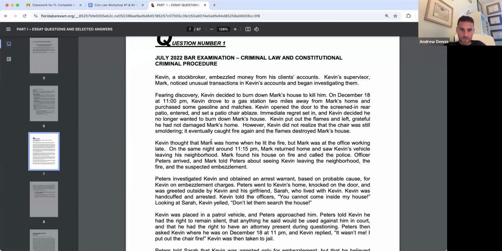Kevin thought that Mark was home when he lit the fire, but Mark was at the office working late. On the same night around 11:15, Mark returned home and saw Kevin's vehicle leaving his neighborhood. Mark found his house on fire and called the police. So he thought Mark was home, so he tried to kill him. Definitely attempted murder, right? Officer Peters arrived, and Mark told Peters about seeing Kevin leaving the neighborhood, the fire, and suspected embezzlement.